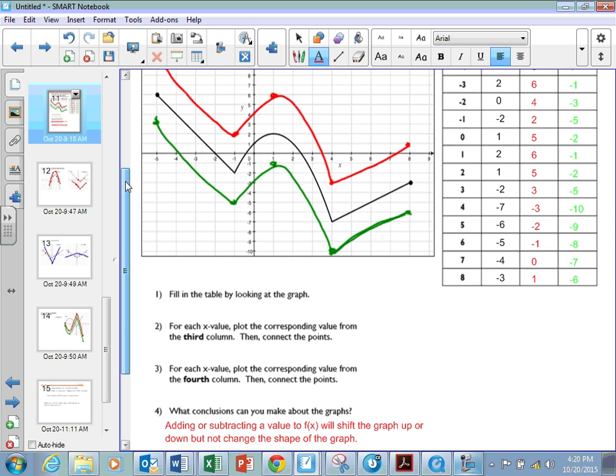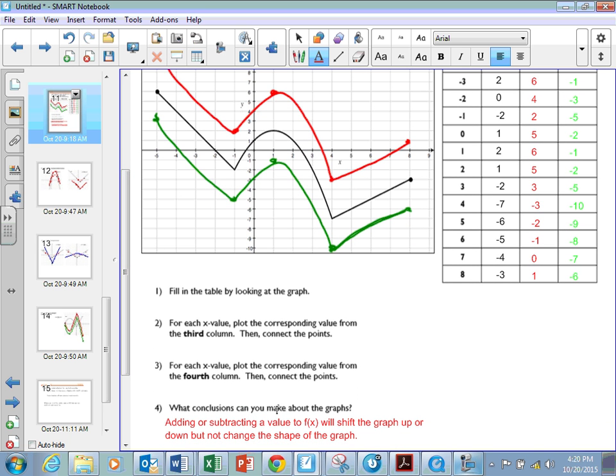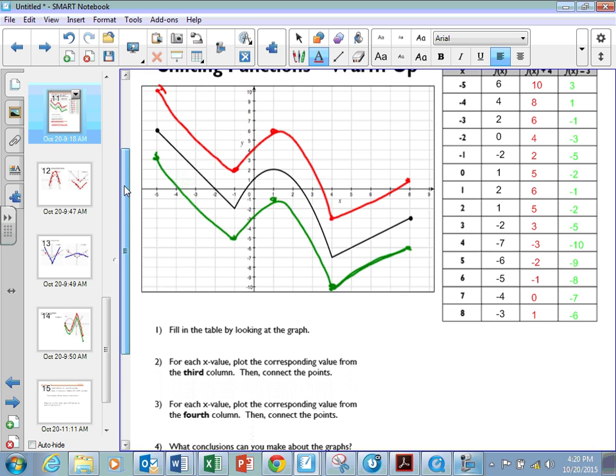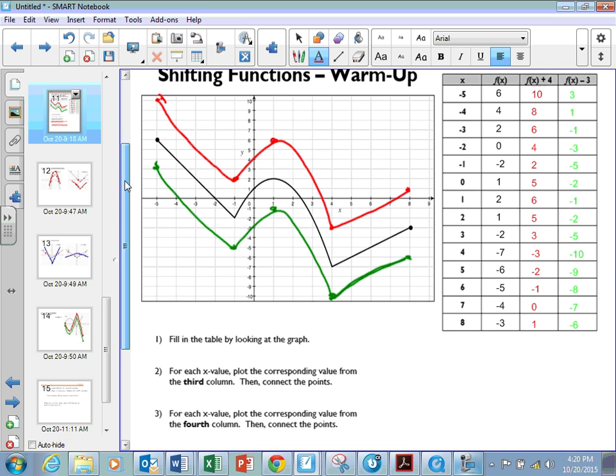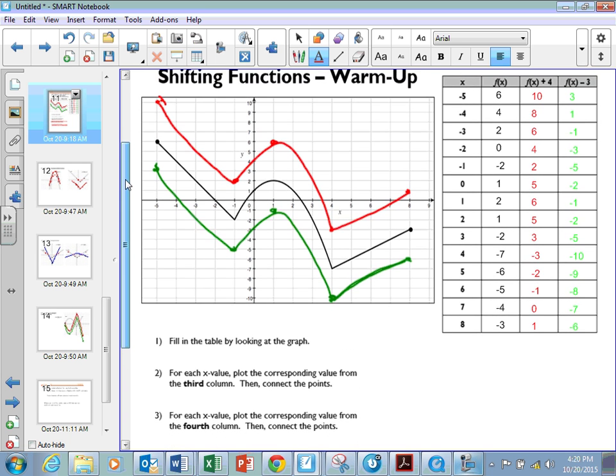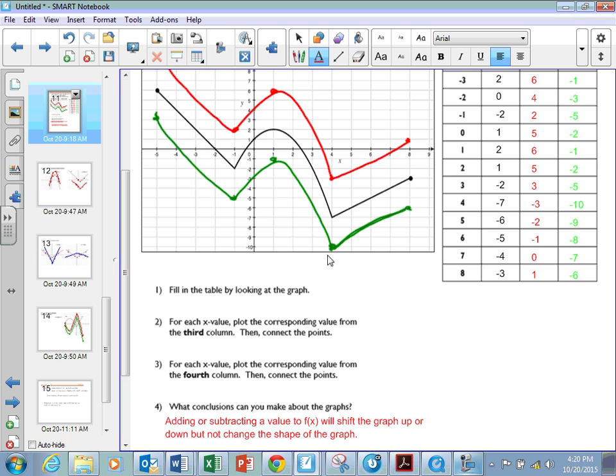Now let's talk about 4. What conclusions can we make about the graphs? So looking at these graphs, when we had f of x, that's in black, f of x plus 4, that's in red, and f of x minus 3, the shape of the graph did not change, but the graph was either shifted up or down. So adding or subtracting a value to f of x shifts the graph up or down, but does not change the shape of the graph.